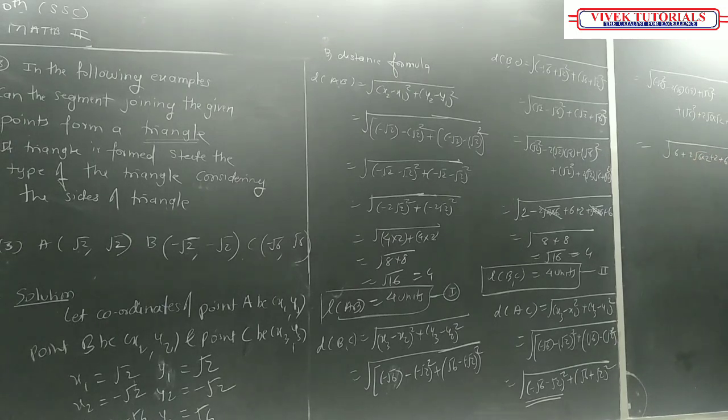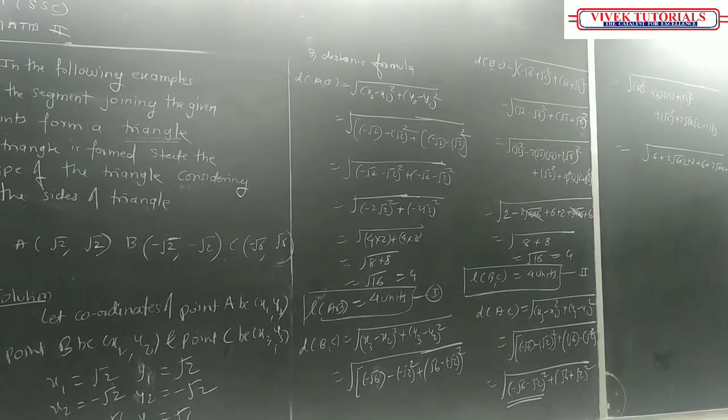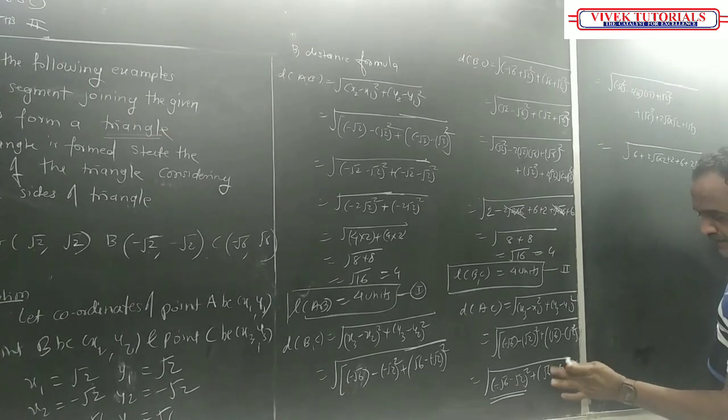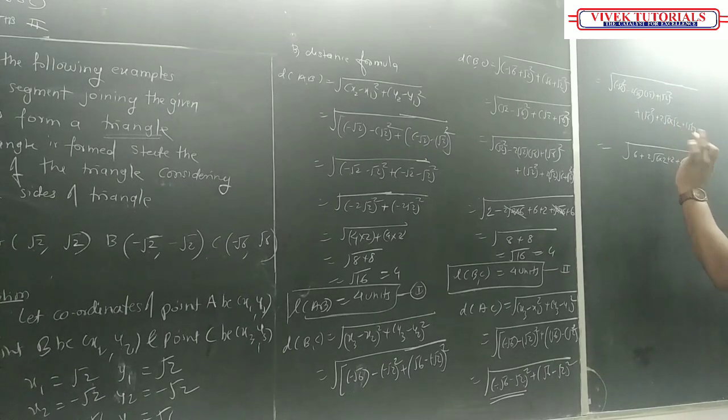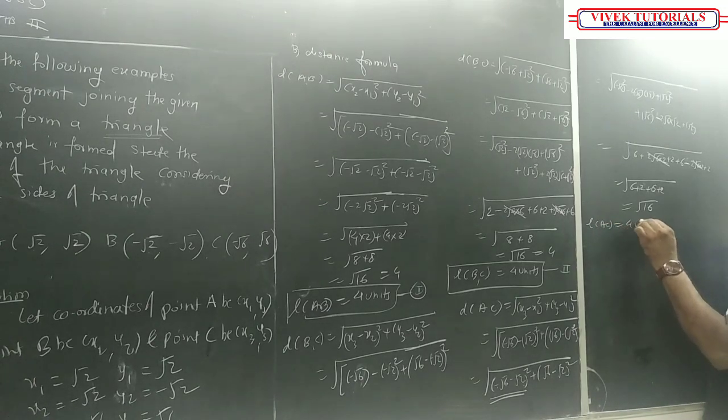But this term is having a plus sign here. I made a mistake, where it is minus 2, so it will be minus here. The sign we are getting is minus, a plus here and a minus there, so this gets cancelled. We are getting 6 plus 2 plus 6 plus 2, which is root 16. So ultimately length AC is equal to 4 units, equation 3.